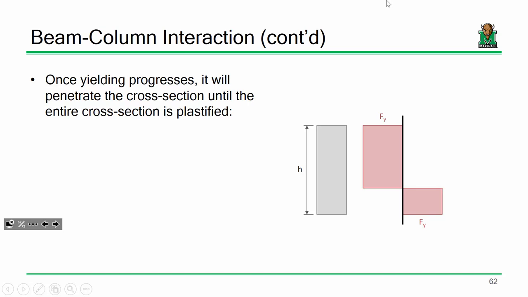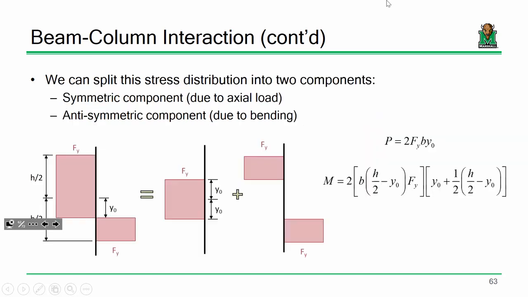Now, why is it not symmetric? Well, because there's an axial load on there as well. There's an axial load and a moment. So sum of forces and sum of moments still equals 0, but because there's more going on, I have a little bit more in compression than I do in tension. So I propose I can split that up into an axial component and a moment component.